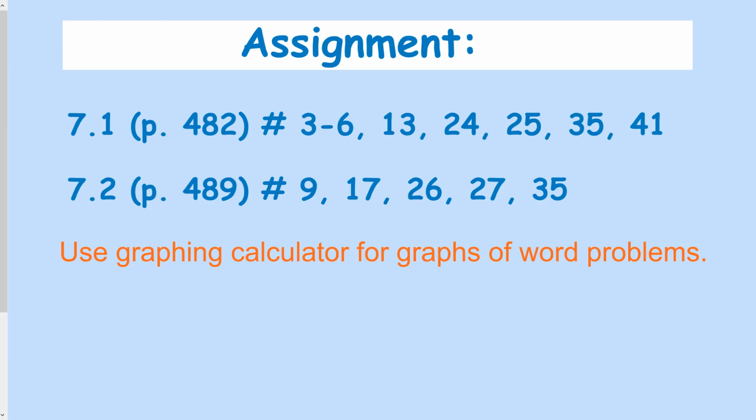Okay, so your homework, you do have a couple of story problems at the end, I think 41 and 35, so go ahead and use your graphing calculator for those graphs. And for the other graphs that are more simple, I'd like you to practice doing those by hand.